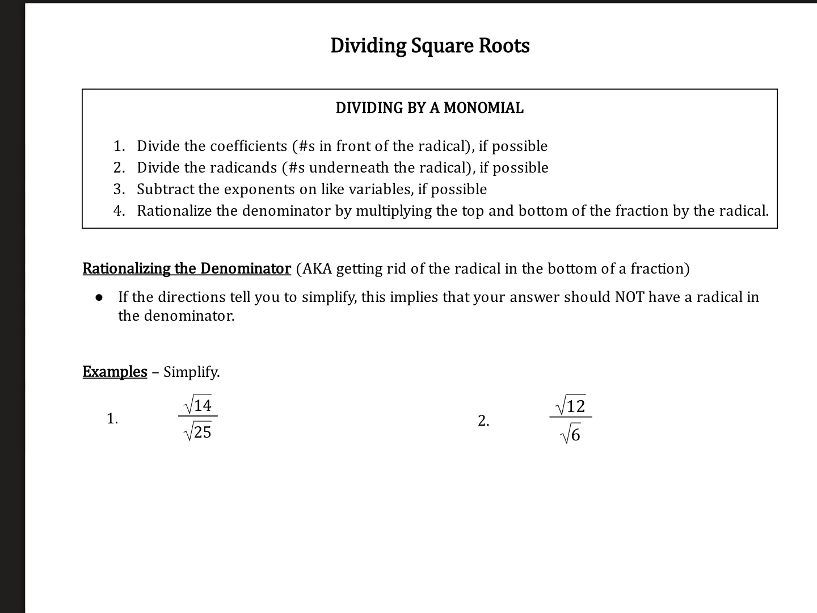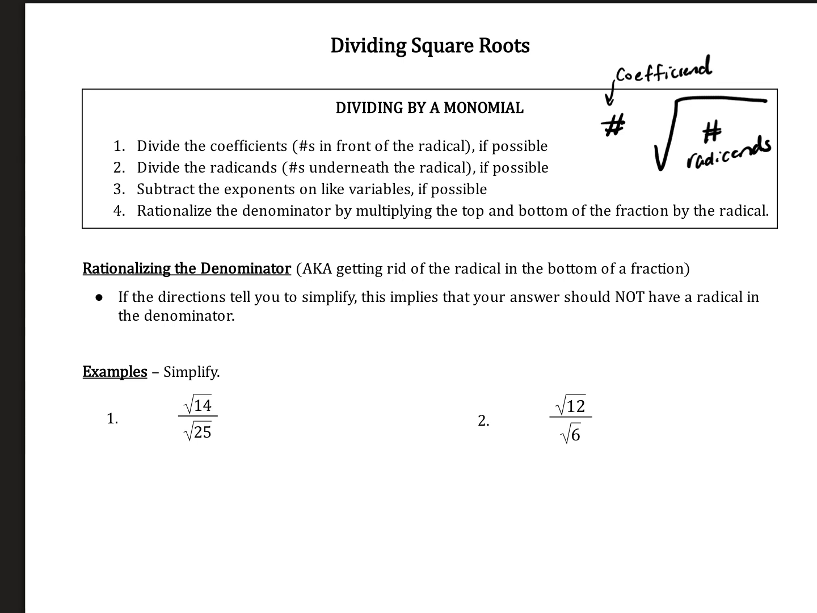Now remember, we're going to do a quick review here on vocabulary. The number in front here is called the coefficient. The number inside is called the radicand. All the other rules in terms of how you simplify also apply.